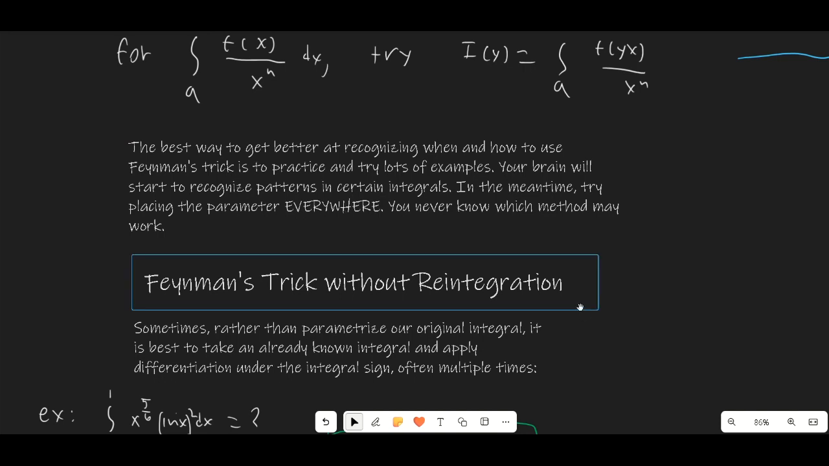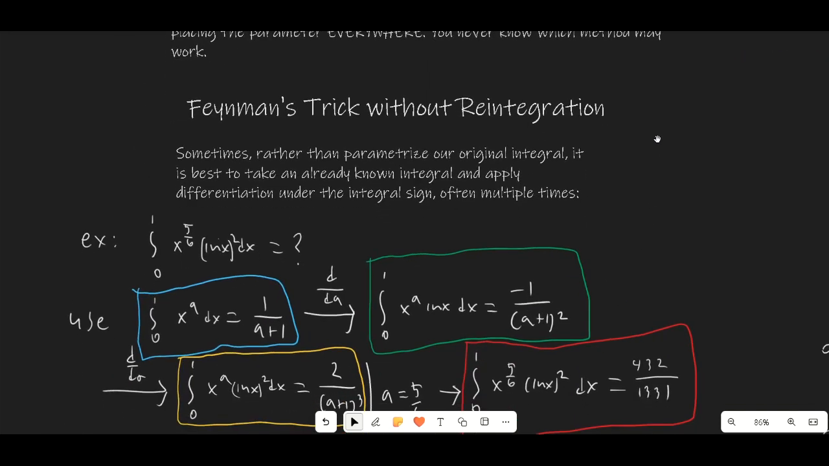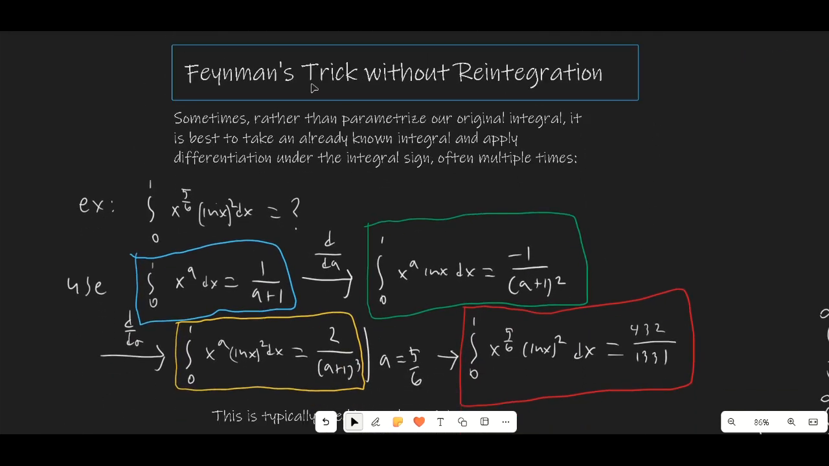So let's talk about a little bit of a different situation. This is actually a different method than Feynman integration, but it still involves differentiating under the integral sign. So the best way I can sort of show this is through an example right here. So sometimes it's better to, rather than parametrizing our original integral, take an already known general integral formula and apply differentiation under the integral sign, often multiple times.